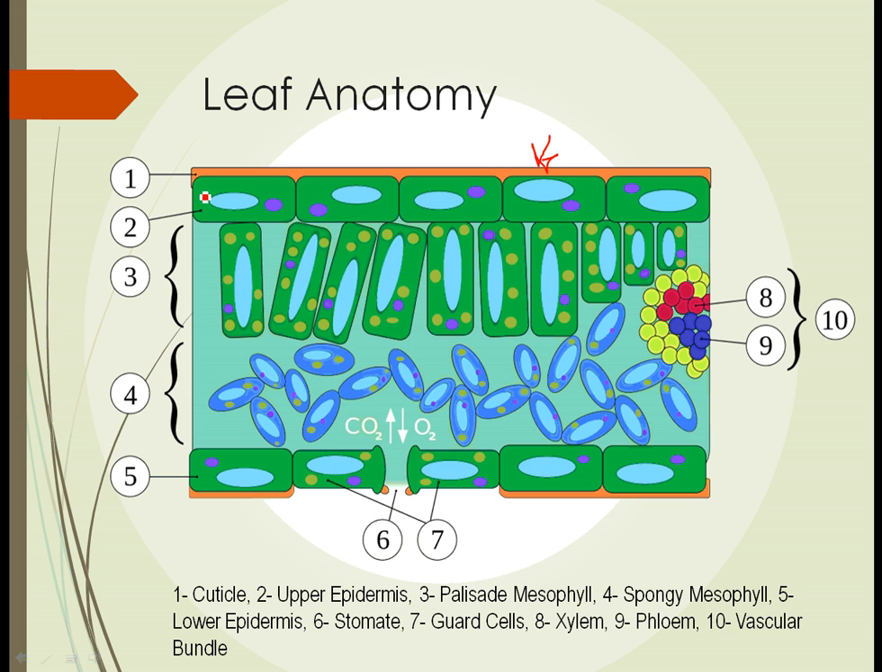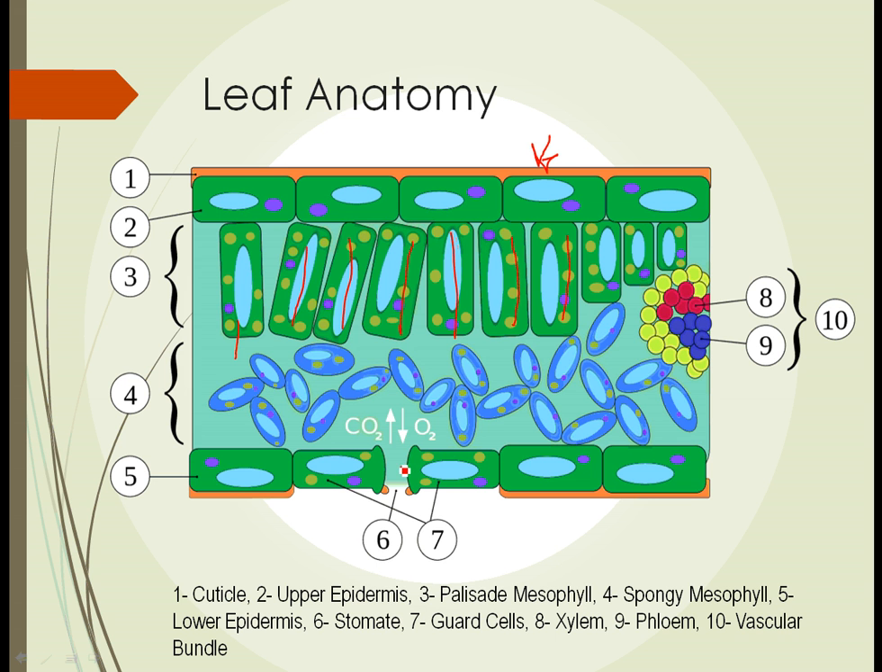Next, we have the upper epidermis. It consists of cells oriented more or less horizontally, connected end to end, and is sort of the protective outer layer beneath the cuticle. Below that, we have the palisade mesophyll, which are these vertically oriented cells that contain most of the chloroplasts and where most of the photosynthesis in a cell takes place.